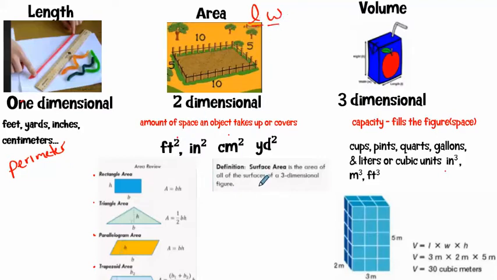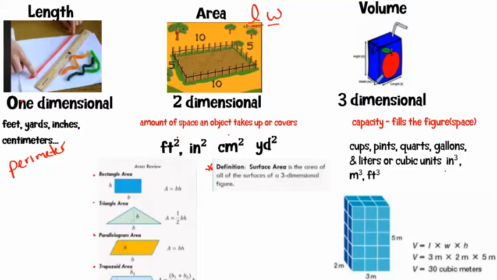We also looked at surface area, which is looking at the area of all of the faces of a 3-dimensional shape. Surface area ends up taking a lot of time because there are a lot of different faces that we're looking at. All right, so today we're looking at volume.